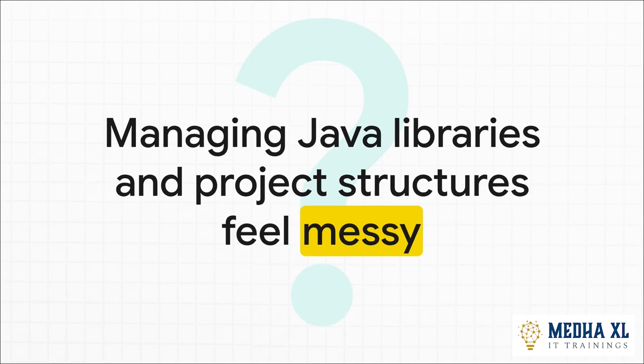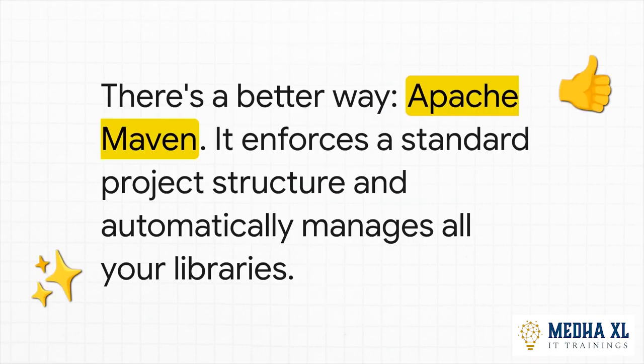So, does this sound familiar? You're working on a Java project, and you're constantly hunting down the right jar files, dropping them into some random lib folder, hoping your whole team is using the exact same version? It's a real headache, right? And the project layout? Total chaos. One project keeps source files in one place, the next one has them somewhere else entirely. It's just messy. Well, there is a much, much better way.